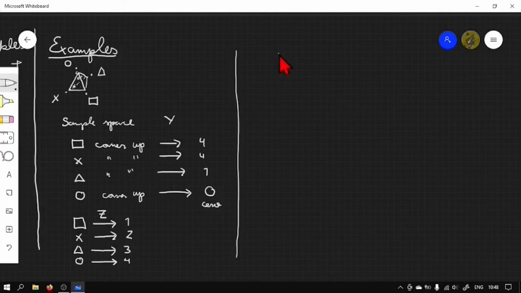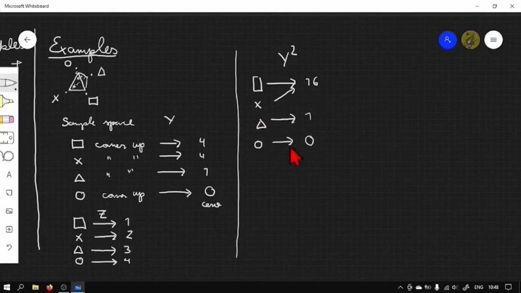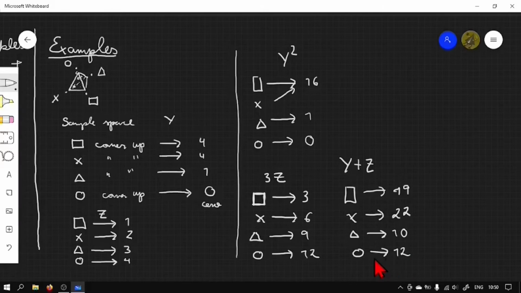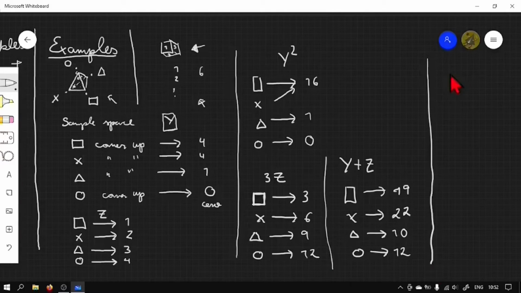So if this one is x and this one is z, here we sum two random variables that are from the same experiment and from the same sample space. But what happens if we want to sum two random variables of different experiments? For this, we have the following example, which will illustrate what we have to do.